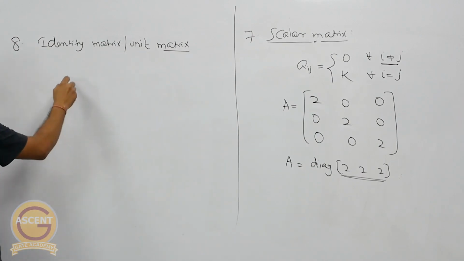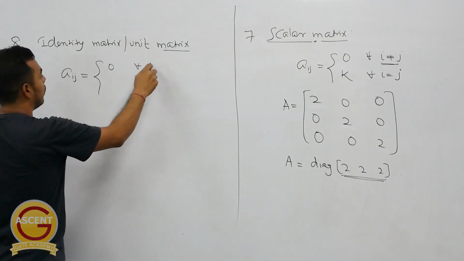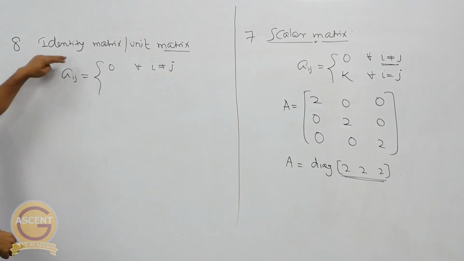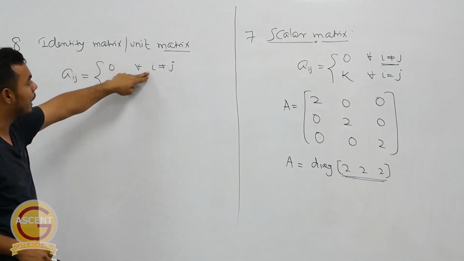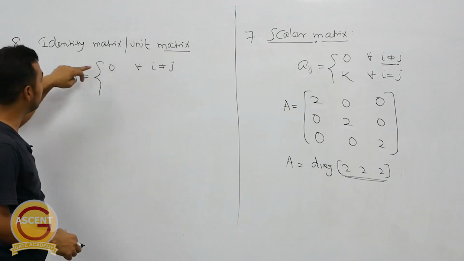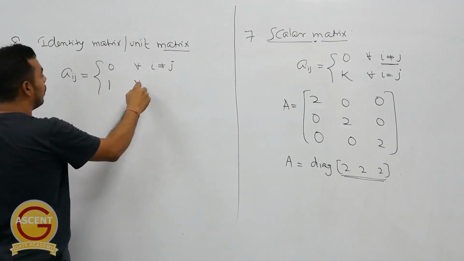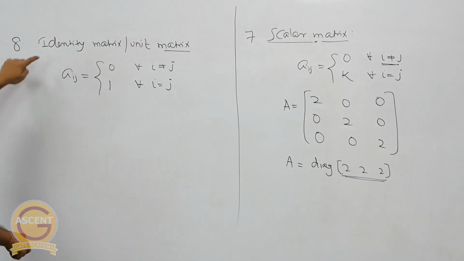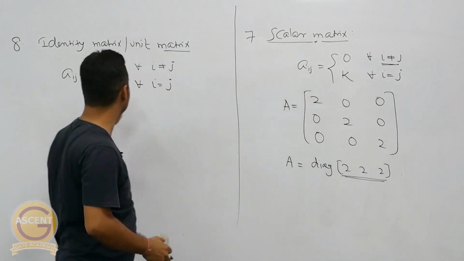So the definition of identity matrix is aij is 0 for all i not equal to j. So again, this identity matrix has to be a diagonal matrix, because if i and j are different, for off diagonal elements, then that element will be 0. And this is 1 for all i equal to j. So an identity matrix is nothing but a scalar matrix in which this constant k is 1.